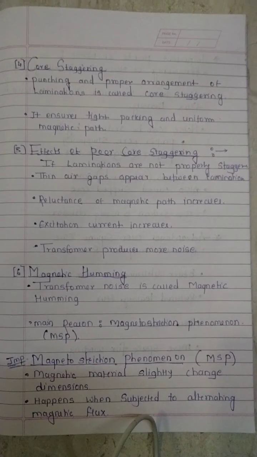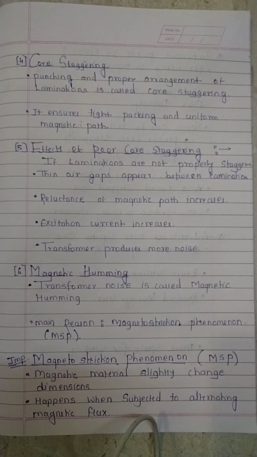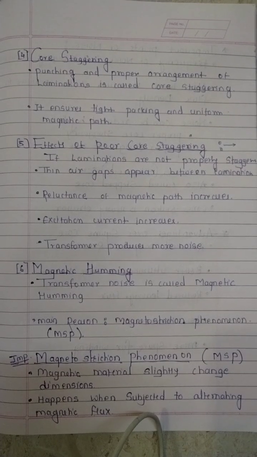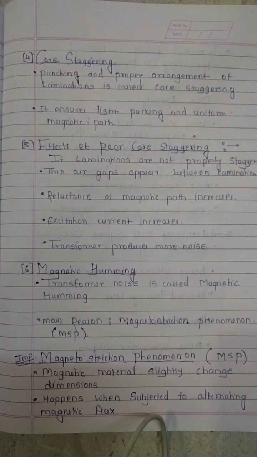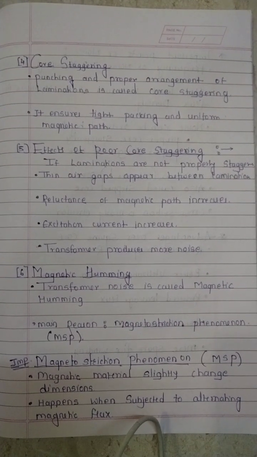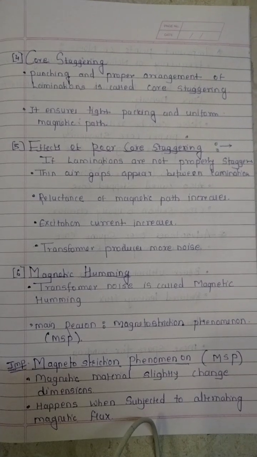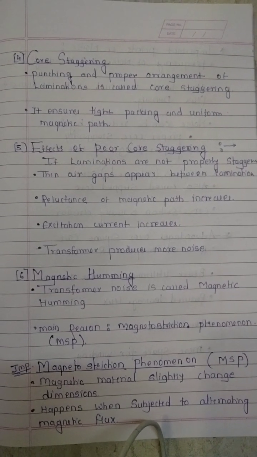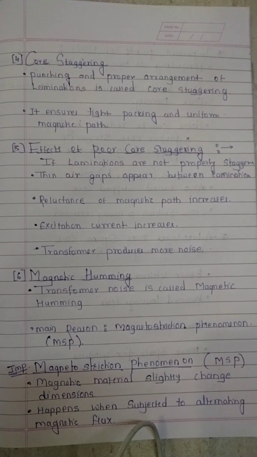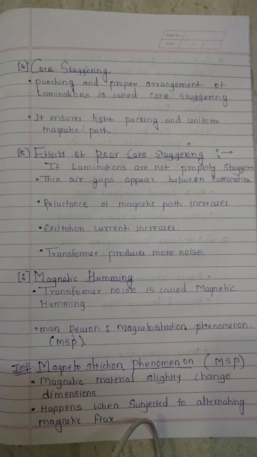If laminations are not properly staggered, a thin air gap appears between laminations, the reluctance of the magnetic path increases, and the excitation current increases. The transformer produces more noise, which gives rise to magnetic humming. Magnetic humming means the transformer makes noise. The main reason is the magnetostriction phenomenon.